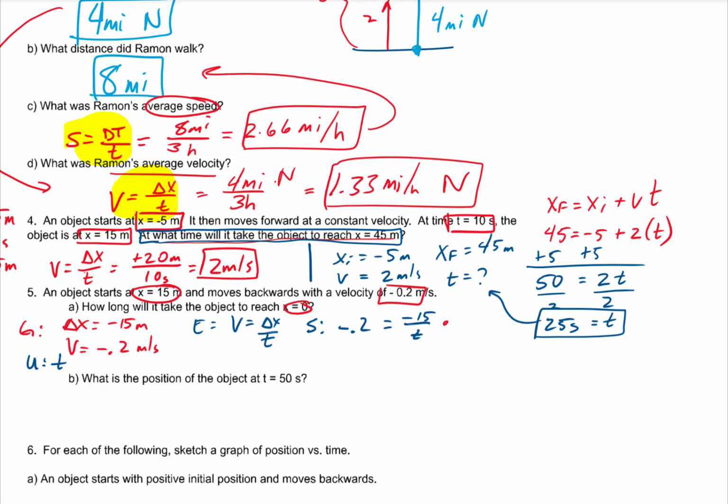So when we substitute and put in our numbers, I get -0.2 equals -15 over the time. To solve for time, I multiply both sides by time. It goes away. So I have time times -0.2 equals -15. And to solve for time, we're going to divide both sides by -0.2. So the time comes out to be -15 divided by -0.2, which comes out to be 75 seconds.